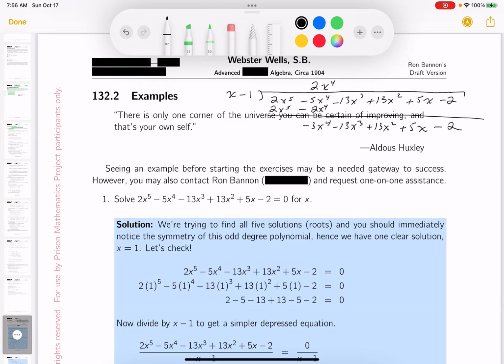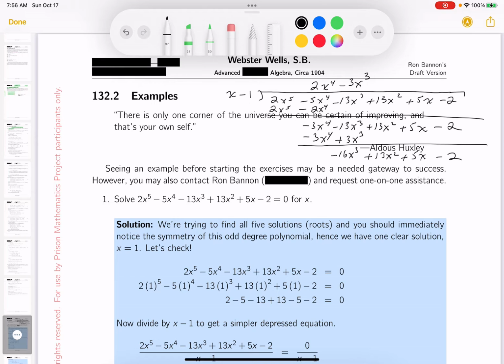I know the division is going to go smoothly. If it doesn't, I'm doing something wrong. Let's put the next term down. That's going to be minus 3x^3. And what do you get there? Minus 3x^4 plus 3x^3. What do you get there? Minus 16x^3 plus 13x^2 plus 5x minus 2.